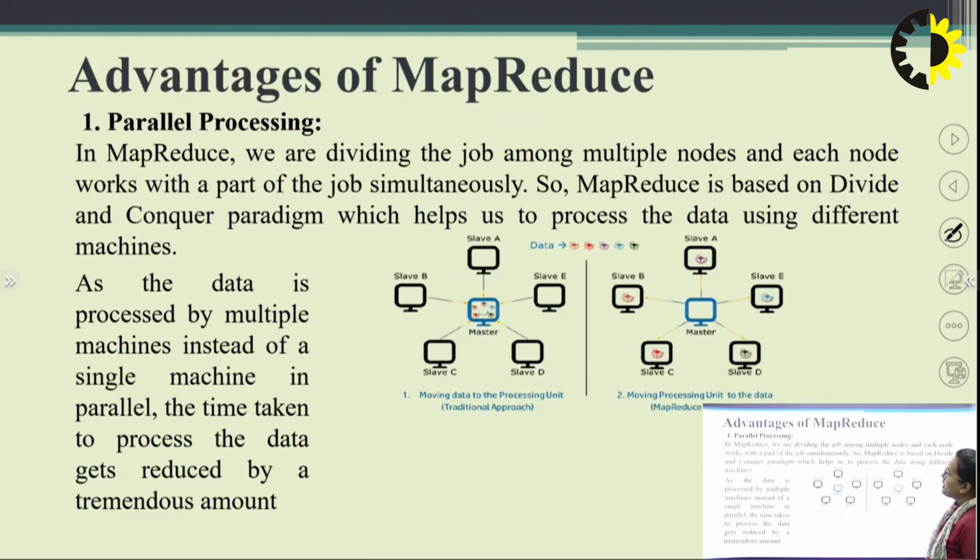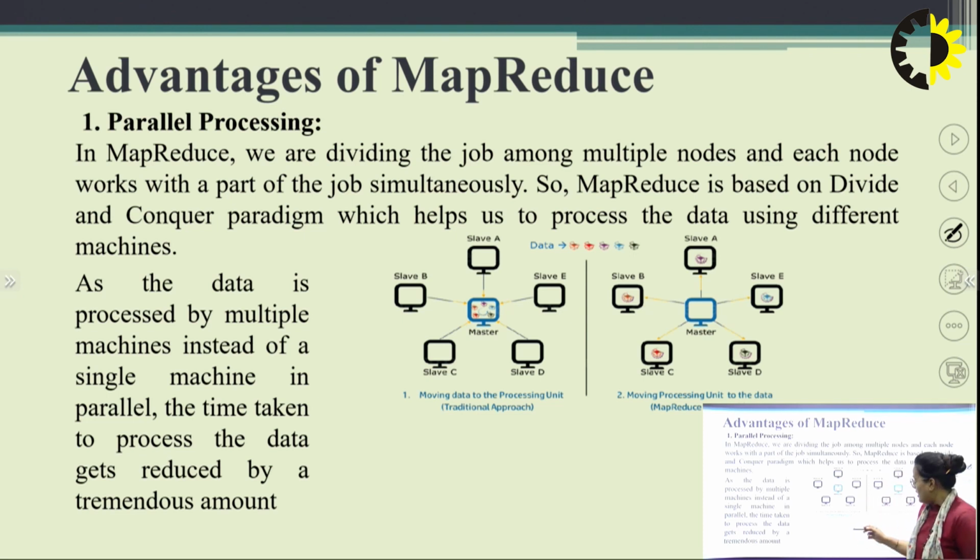Now, the advantages of MapReduce over traditional systems. The first one is parallel processing. In MapReduce, we divide the job among multiple nodes and each node works on a part of the job simultaneously. So MapReduce is basically based on the divide and conquer approach, which we already discussed, which helps us process the data using different machines. As the data is processed by multiple machines in parallel instead of a single machine, the time taken to process the data gets reduced by a tremendous amount.